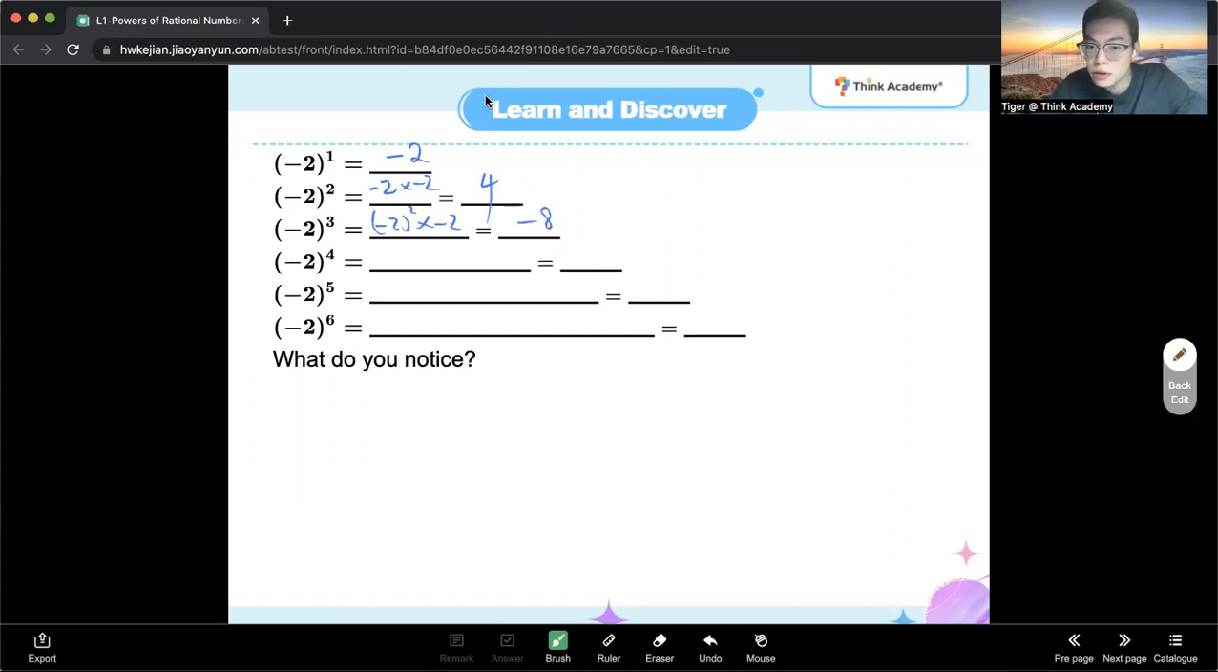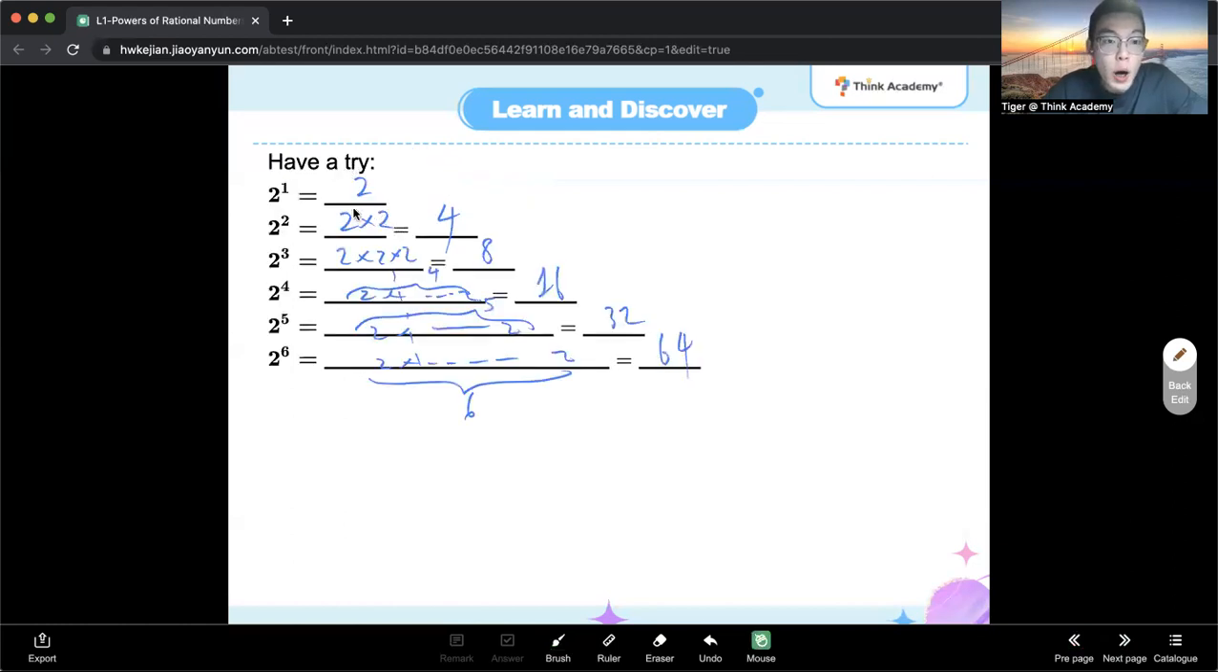Do you spot a pattern right there? If you're comparing the numerical values of the numbers on this page, they're going to be the same as the numerical values of the numbers on the previous page.